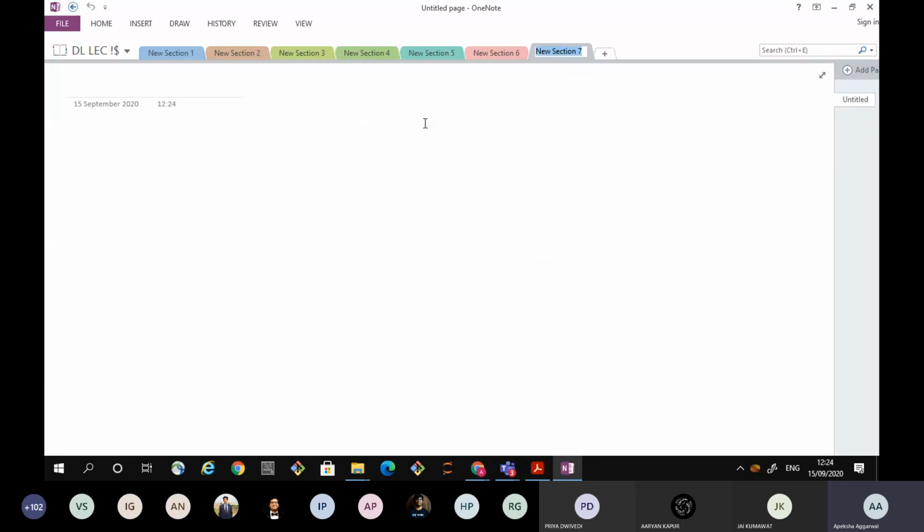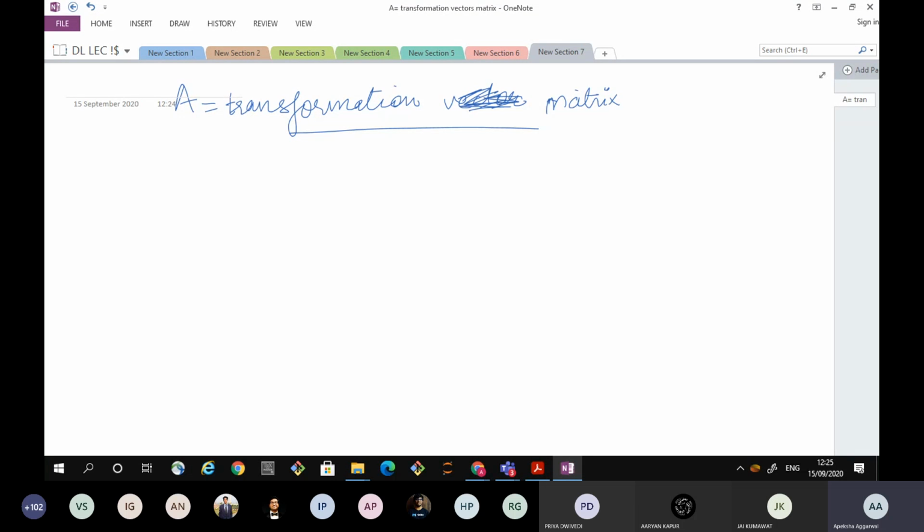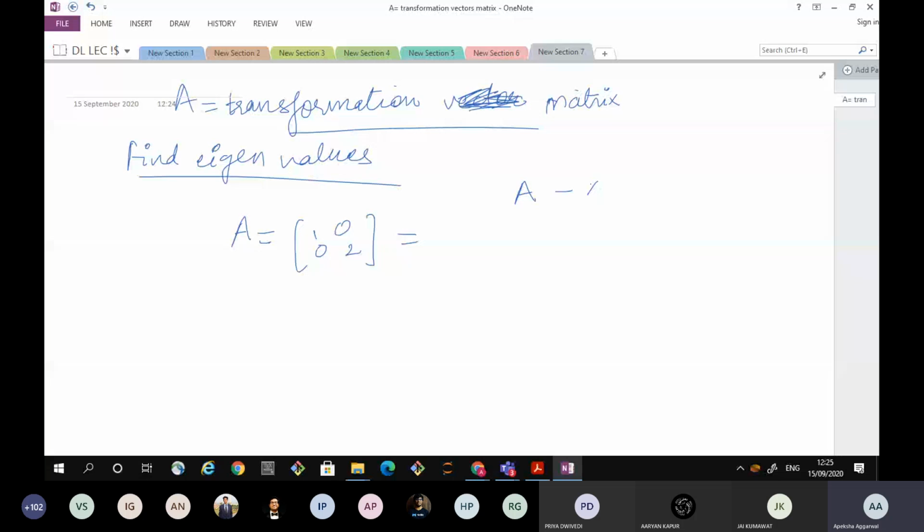How does this work? Suppose I have a transformation matrix A, and this matrix will transform any set of vectors to a new set of vectors. Now I want to identify the eigenvalues for this matrix. So let's say A is 1 0 0 2. If I want to find the eigenvalues, I will put this into the characteristic equation, which says that A minus lambda I is equal to 0, where I is the identity matrix.